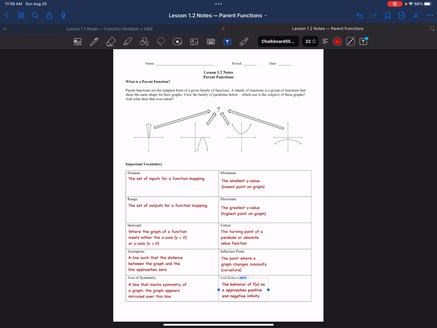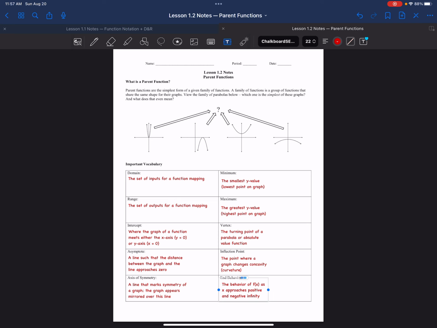Alrighty, welcome to lesson 1.2 on parent functions. So this is the lesson we did in class. Now, what we did in class, or what we're going to do in class, depending on when you're watching this, is kind of a jigsaw activity. Each group is going to explore a given parent function, and then students are going to share the features of these functions as a class, and then we'll all kind of copy down notes.